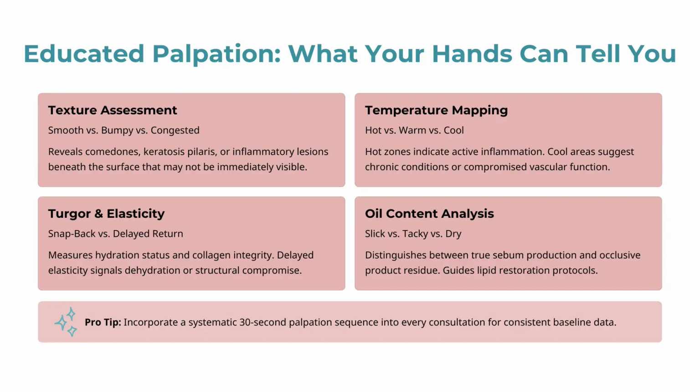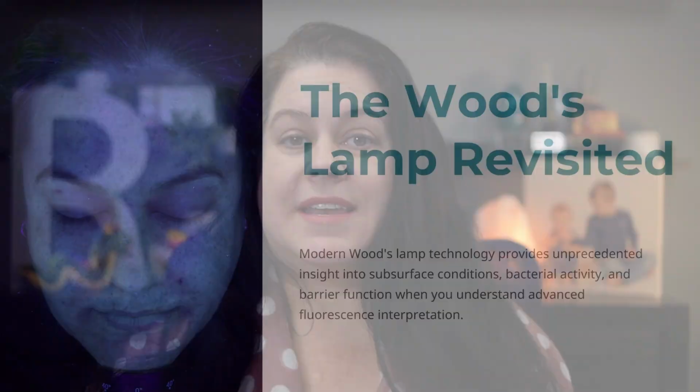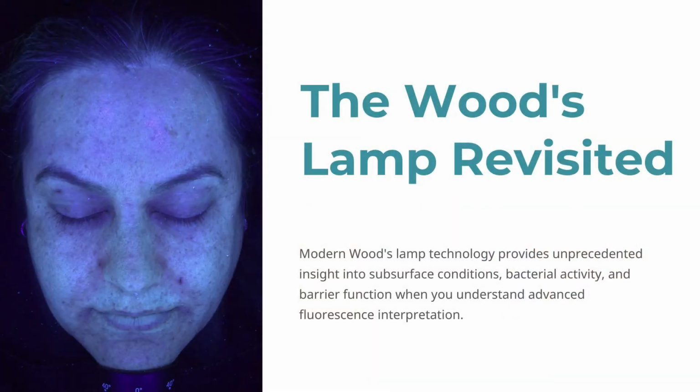For example, skin that appears hydrated under the magnifying lamp but feels tight, thin, or papery to the touch often isn't lacking water. It's actually lacking essential fatty acids, and that is going to lead you down a completely different treatment pathway than if it was a lack of hydration, as in water. So a simple systemic 30-second palpation sequence performed during every consultation creates consistent baseline data that you can track over time. Now let's move into the second technique.